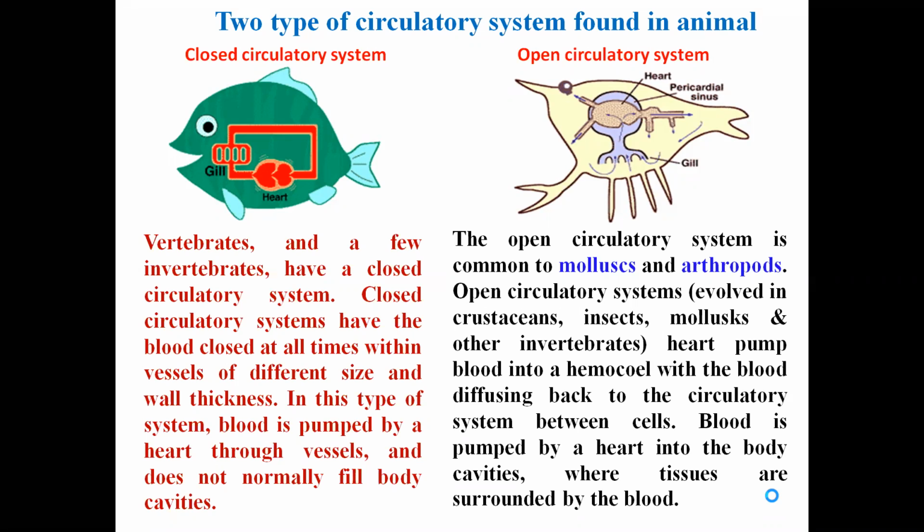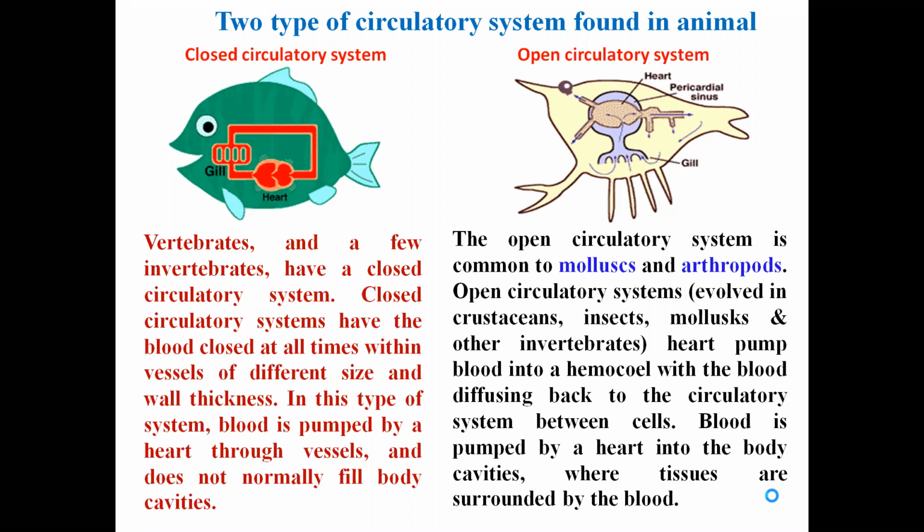and fluid plasma. So when we're talking about the closed circulatory system, it means that the blood, or the peripheral tissue, is always enclosed in blood vessels of different sizes. This tissue always circulates in the body within vessels which are of different size and thickness. In this type of system, the blood is pumped into the different vessels by one organ known as the heart. So in the closed circulatory system, blood always flows inside closed vessels of different size and thickness, and in these vessels the blood is pumped by the heart. And in a closed circulatory system, the blood does not fill the general body cavity.